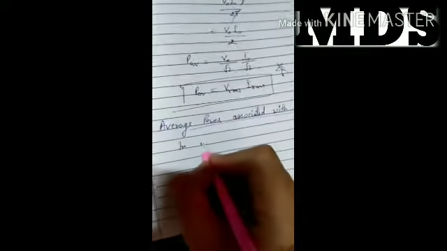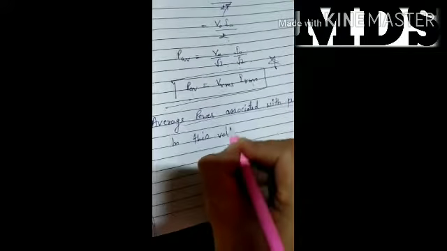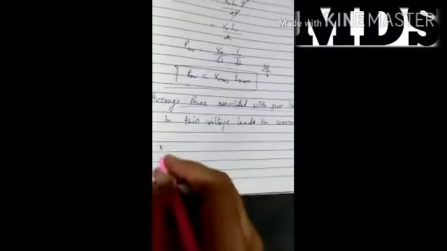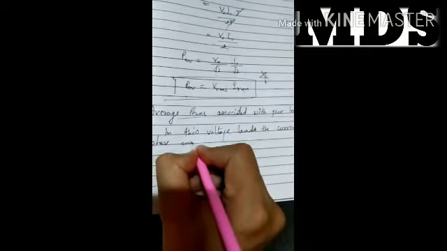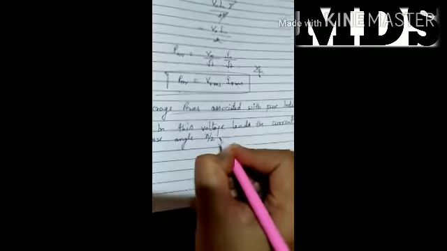Now today we will do average power associated with a pure inductor. As I told you in the last class, we solve it by the same method as the resistance, but there will be a change only in the phase difference. Now we will see how to solve this. In this case, the voltage leads the current by phase angle pi by 2.